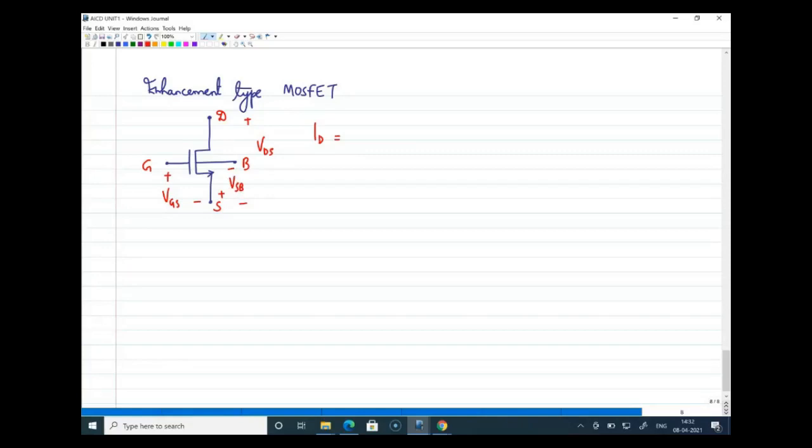So what I mentioned yesterday is body should be connected to the least potential in the case of an N MOSFET, or it should be at the same potential as that of source. So whatever I have marked here as VSB can be 0 or it can be positive. VSB can be positive. So in that case, how can I write ID? Can you tell me how to express ID as a function of which all variables?